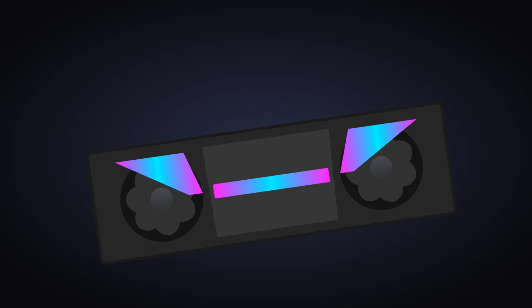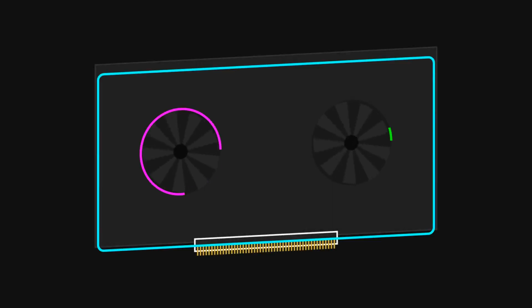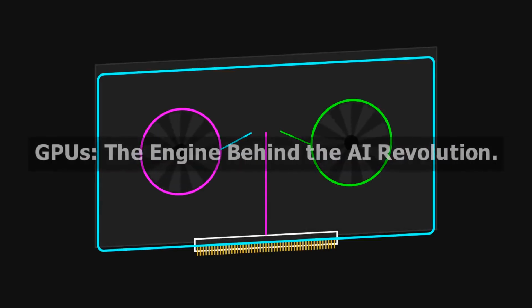GPUs evolved from drawing pixels on your screen to becoming the engine of the 21st century's biggest technological revolution. They are not just graphics cards anymore. They are the hardware that is building the future.